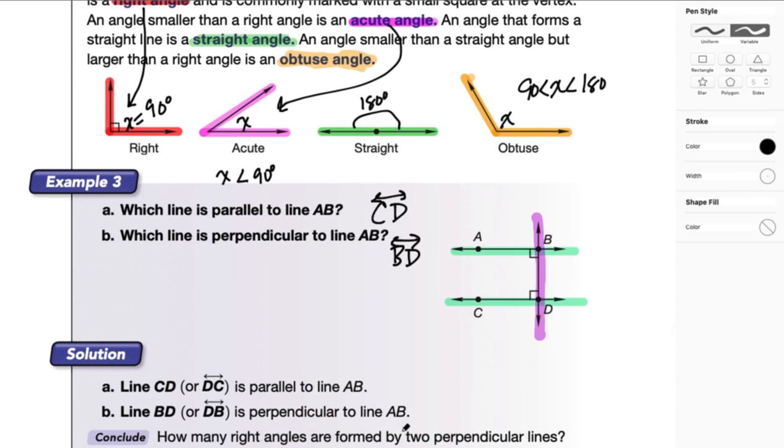How many right angles are formed by 2 perpendicular lines? Can you see that? Can you figure out how many right angles are formed by two perpendicular lines? All right, we can think about that together.